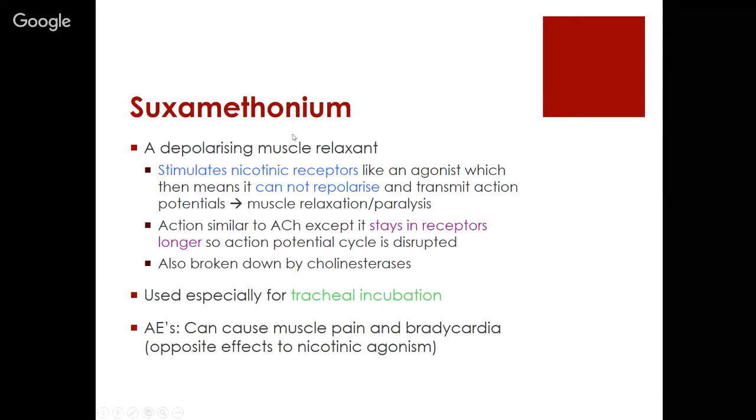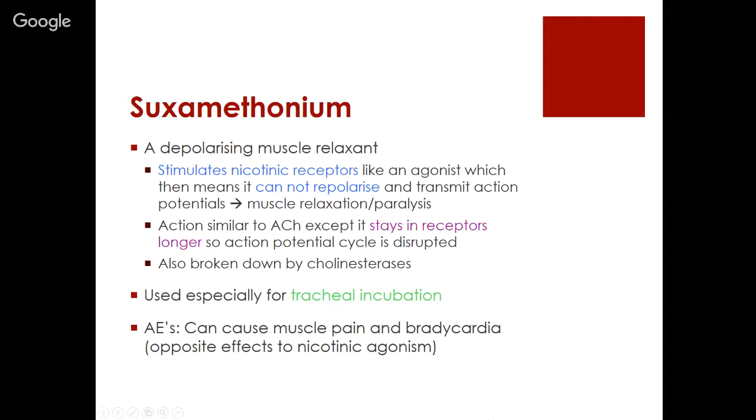Succinylcholine is the other one, and this is the depolarizing one. This one works on the theory that once you've depolarized that receptor, it can't repolarize for a while. So if you have something that sits in there and depolarizes it, it's going to cause muscle relaxation and paralysis because it can't repolarize to transmit more action potentials. So it actually has an action that's similar to acetylcholine, but because it stays in the receptor longer, it breaks that action potential cycle, so it can't be replenished so easily. But just like acetylcholine, it will be broken down by cholinesterases, but slower.